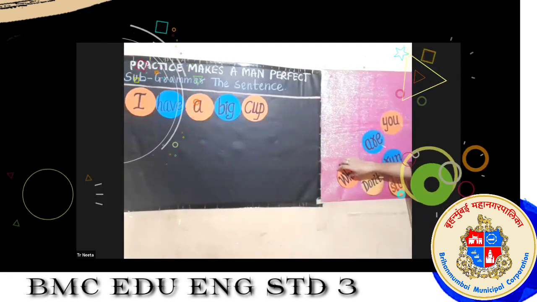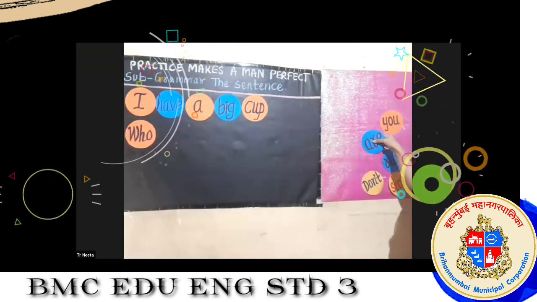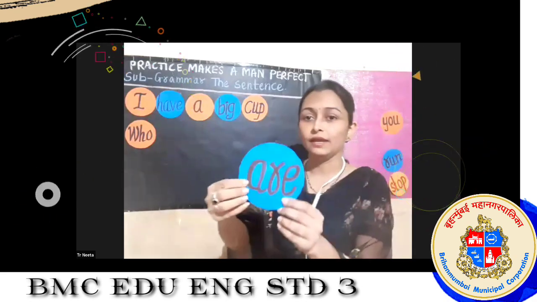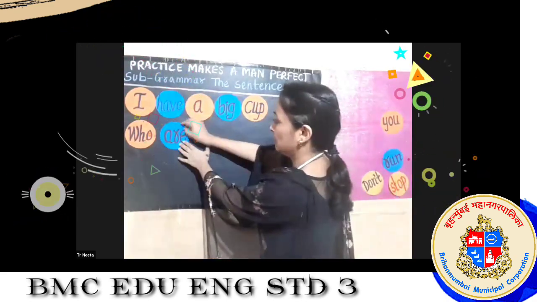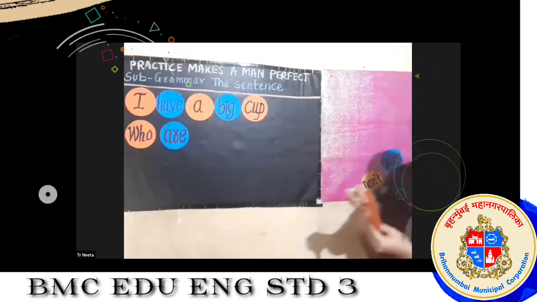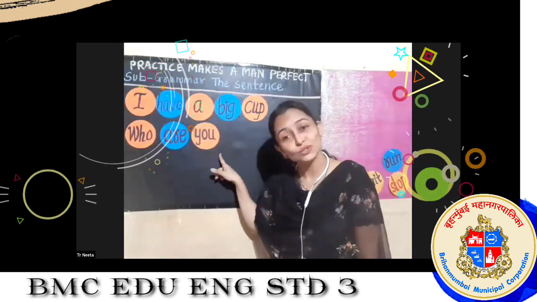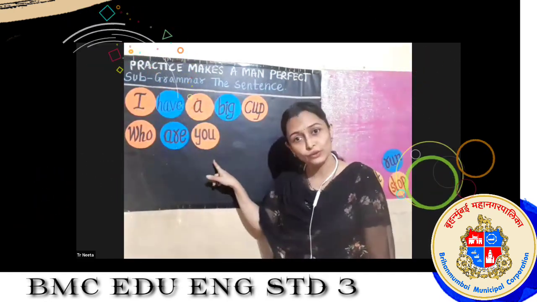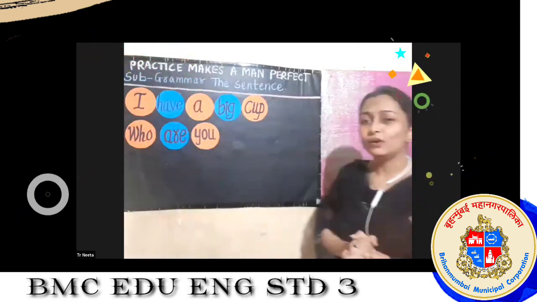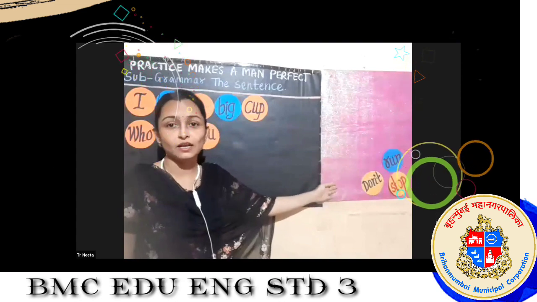Next sentence. I'll take who. Okay, who. Then I'll take are. Okay, A-R-E. Next word, I'll take you. Who are you? Our next statement is also complete. Who are you? Right.